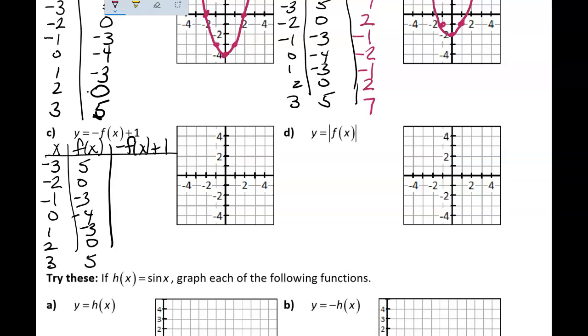So -5 plus 1 is -4. The opposite of 0 is 0, plus 1 is 1. 3 plus 1 is 4. 4 plus 1 is 5. 3 plus 1 is 4. 1 and -4. Finishing out the rest because we get some repeat values. So -3, -4.